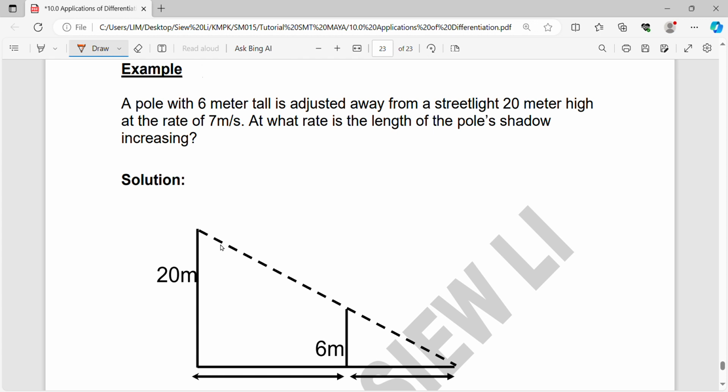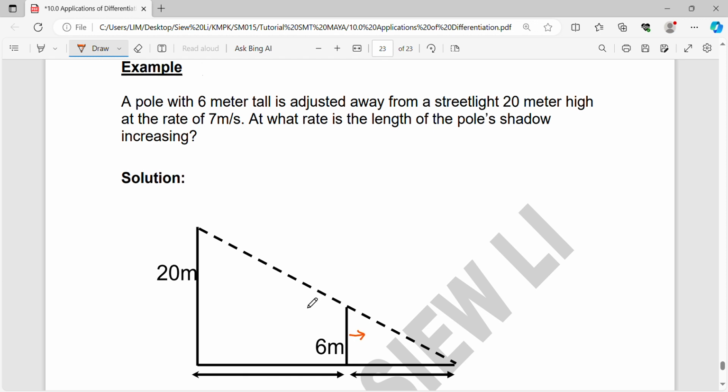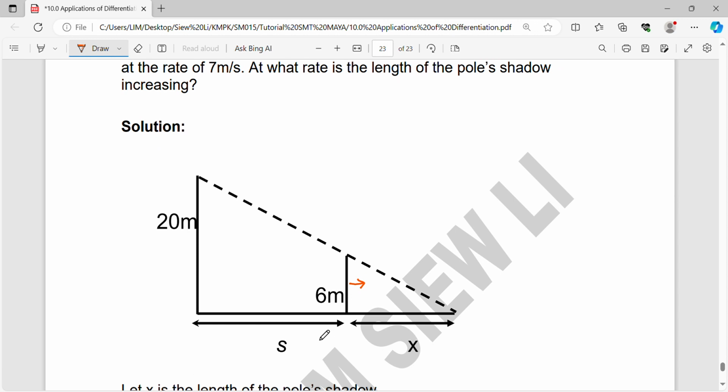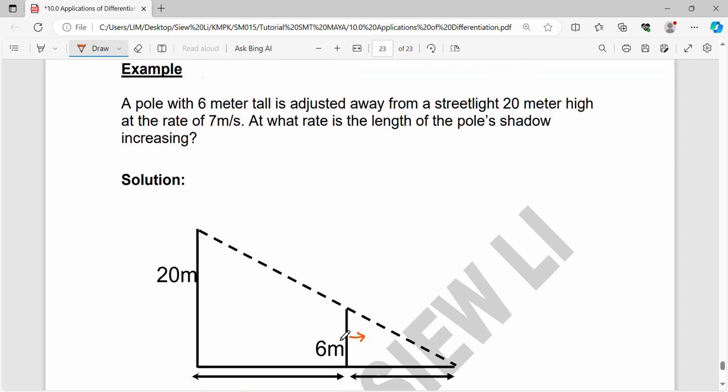So this is our straight line with 20-meter height. At the rate, adjust away, so we are taking this one away. That means this length is getting longer, at the rate of 7 meters per second. What is the rate of the length of the pole shadow?